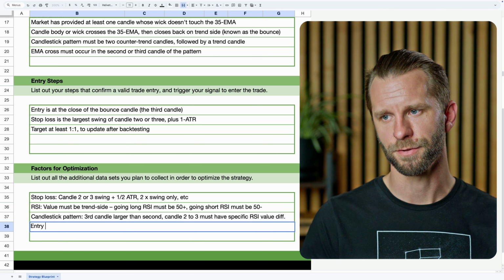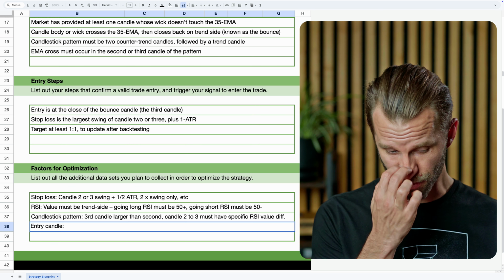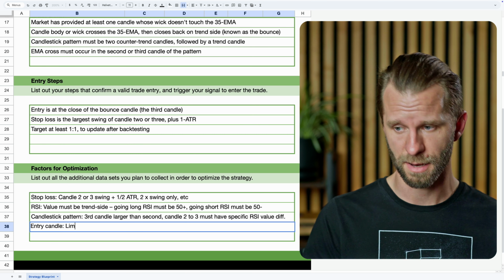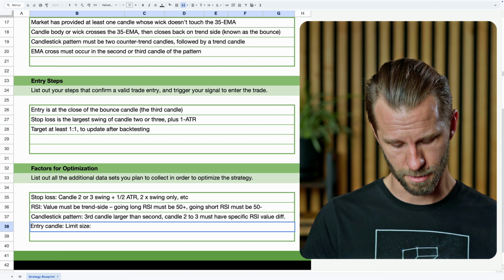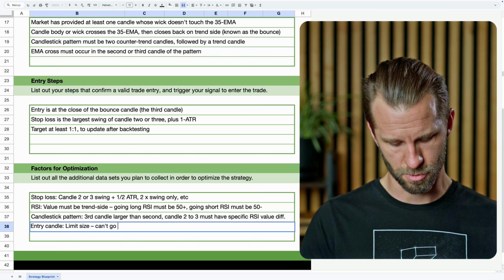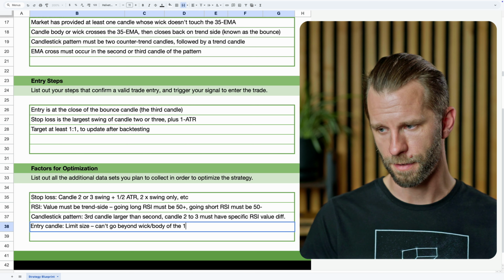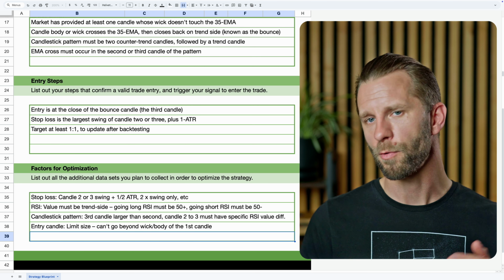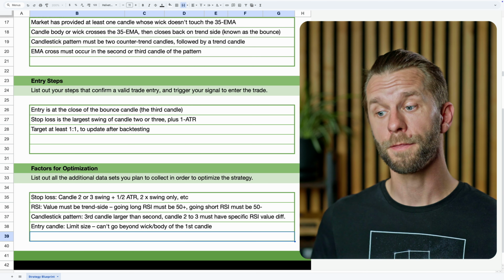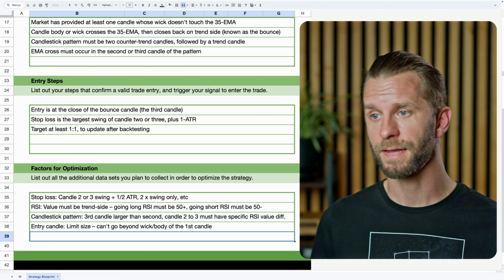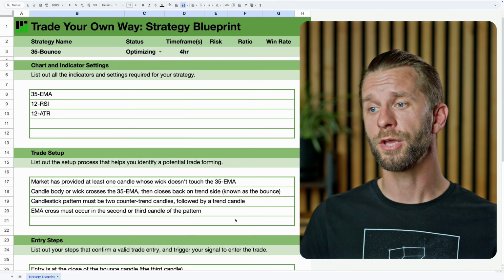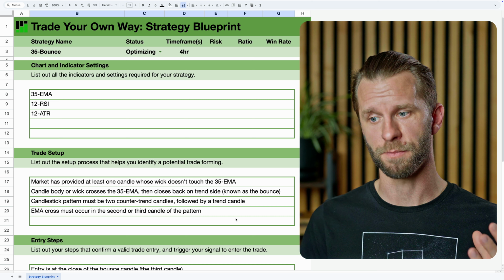What about entry candlestick as well? If that was too large, that could be a problem. So let's say we could limit the size. We'll say it can't go beyond either the wick or the body of the first candle. So that would keep it within a specified area. All of those are things we could immediately start integrating and testing. That brings us to a good work in progress of this strategy blueprint.